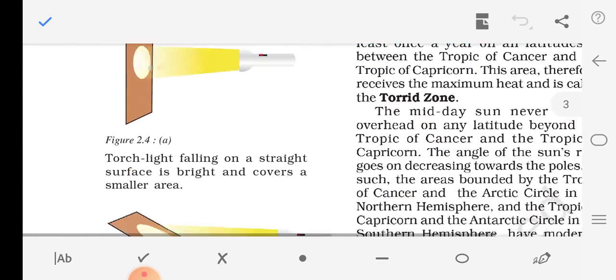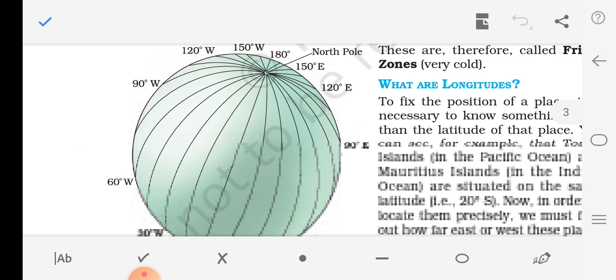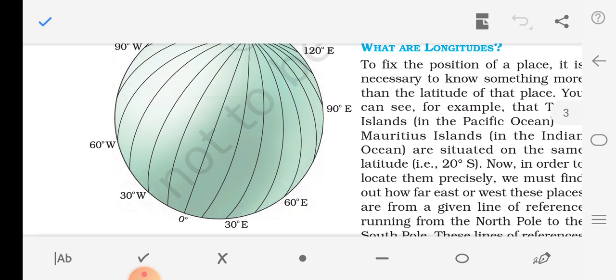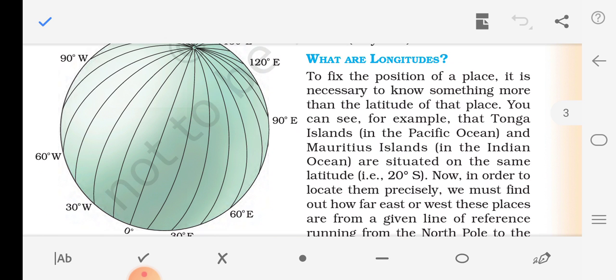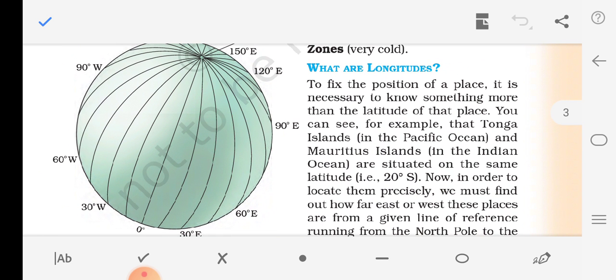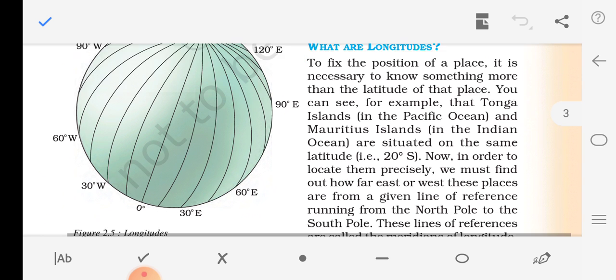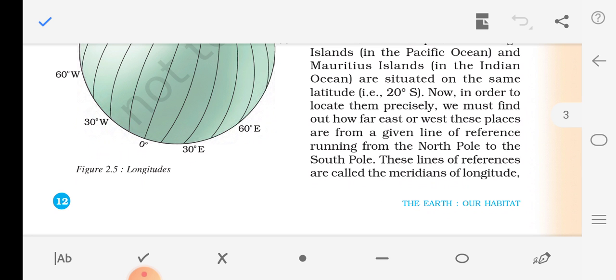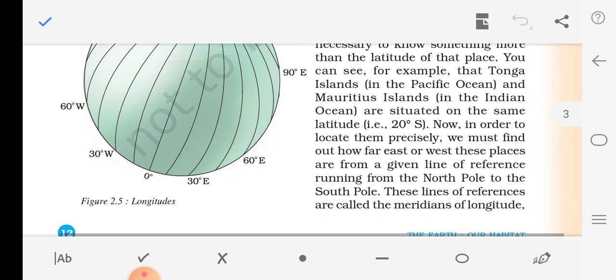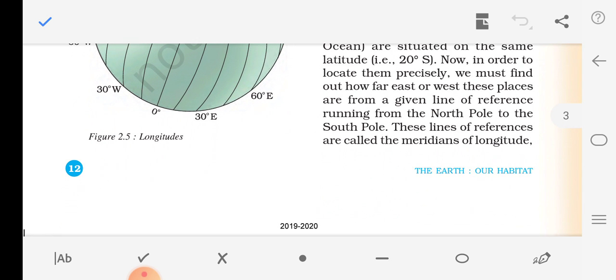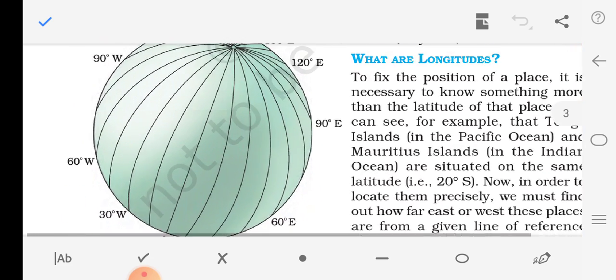Now let's see about longitudes. What are longitudes? To fix the position of a place, it is necessary to know something more than the latitude of that place. So let's see what longitudes are. The lines of reference running from the North Pole to the South Pole are called meridians of longitude.